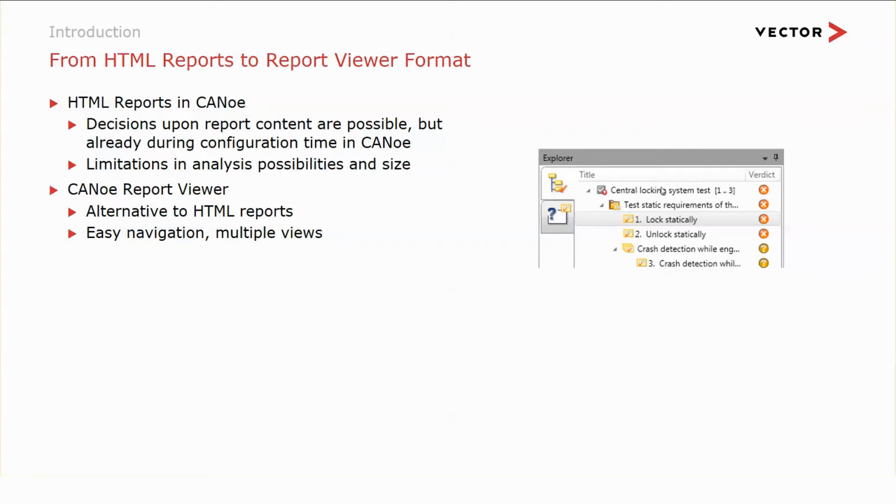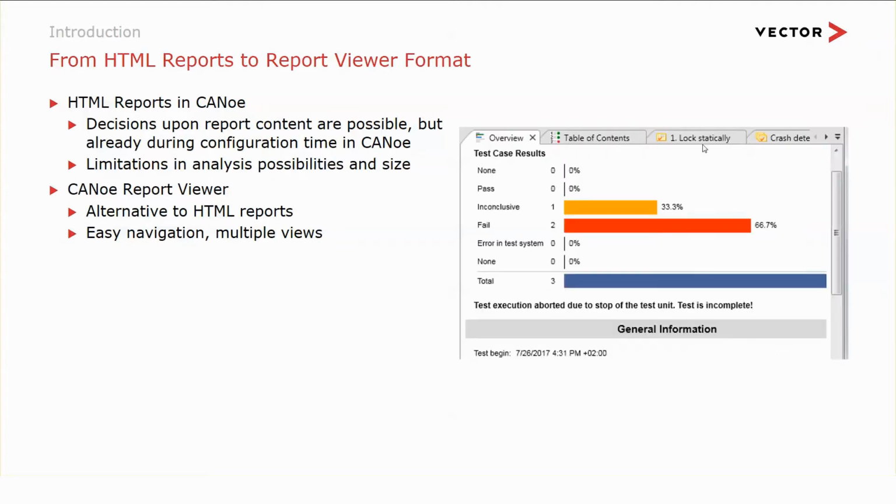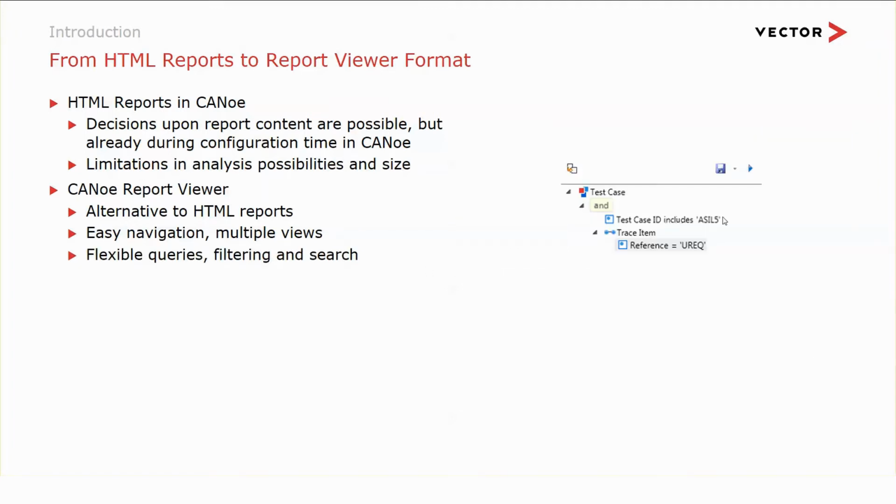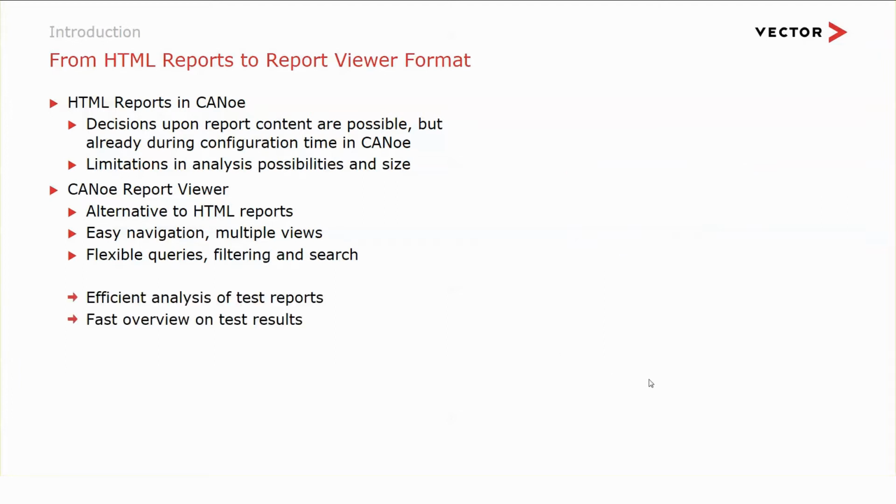For example, you have an easy navigation through the whole document by having a structure and clicking on certain elements to view the contents of that. You have multiple views, which helps parallel analysis of different parts of the report. And flexibly, you can define queries and filters and search possibilities, which we will see later in this video. All in all, you have an efficient tool for analysis of test reports and to have a fast overview on the test results.